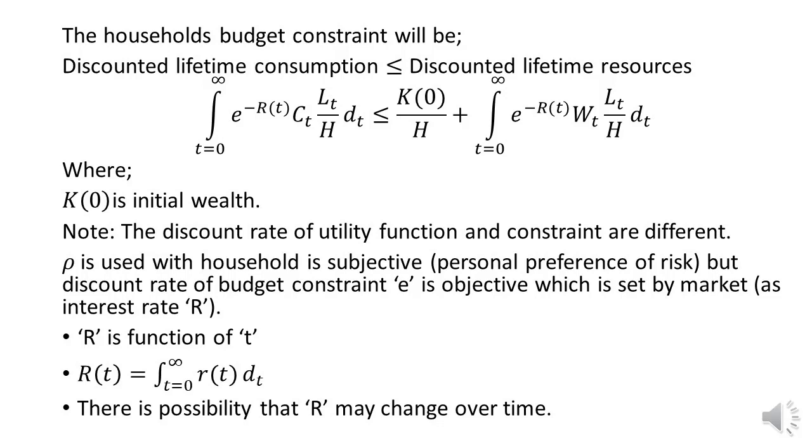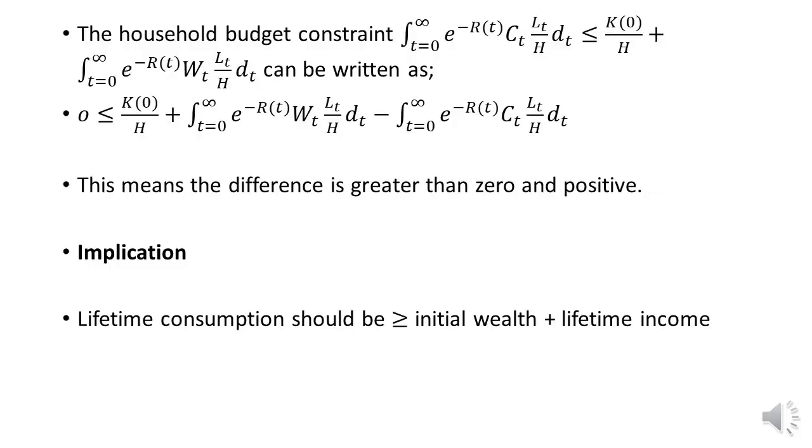So the discount rate set by the market is simply R. This is R, a function of t. So the market rate of interest may possibly change over time. So R(t), the market set discount rate, is a function of time. So we can write it like this. So this is our budget constraint.